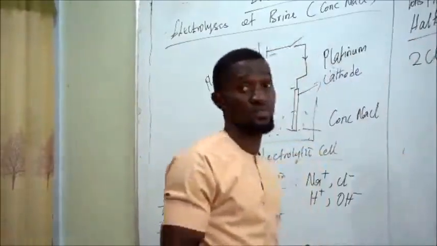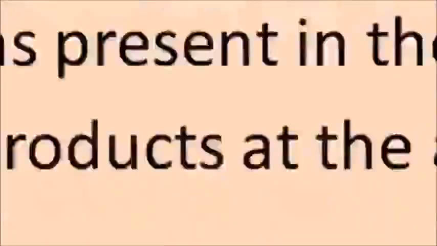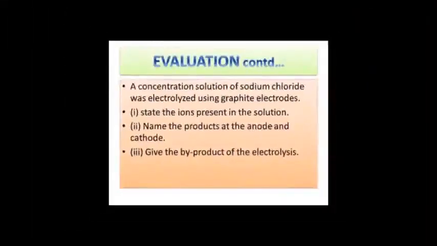We go over to the evaluation. The first question you have there is this. Aqueous copper 2 tetraoxide 6 was electrolyzed using the following pairs of electrodes. In which case was there a decrease in the mass of the anode?